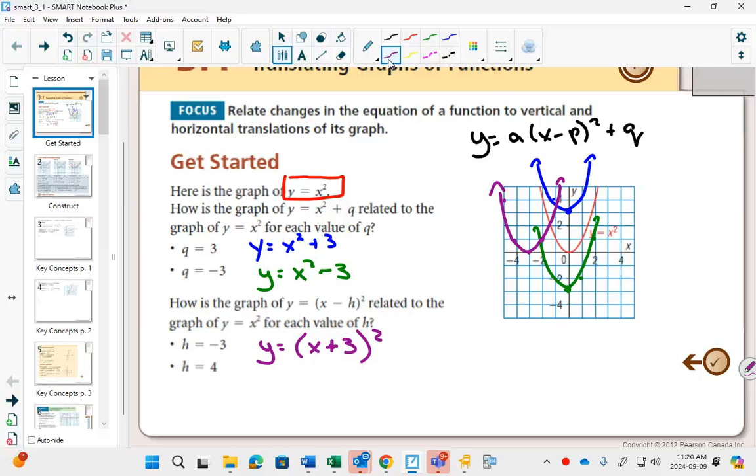And the reason they go the opposite direction is, well, originally, my vertex has a y value of 0. What x value gives you 0 now? Well, the x value would be the opposite of this. Minus 3 plus 3 now gives you 0. So that's why it moves in the opposite direction.